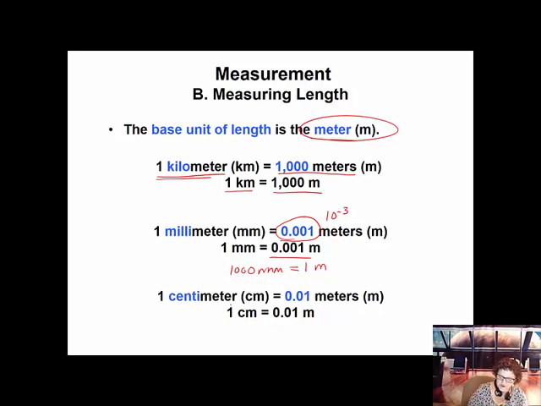A centimeter, 1/100th of a meter, 1 centimeter is equal to 0.01, or 10 to the minus 2 meters. The other way to say that one is, there are 100 centimeters, just like there's 100 cents in a dollar, 100 centimeters in 1 meter. Okay, and so that's our base length.